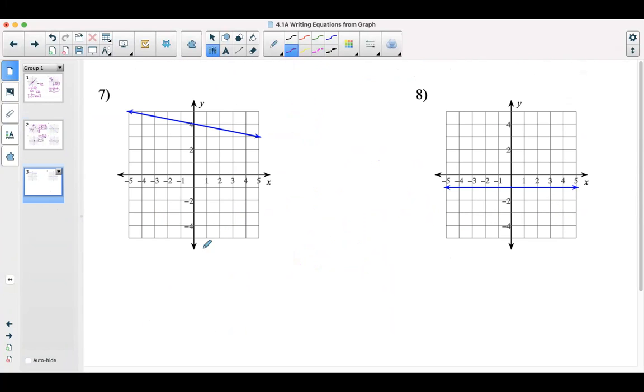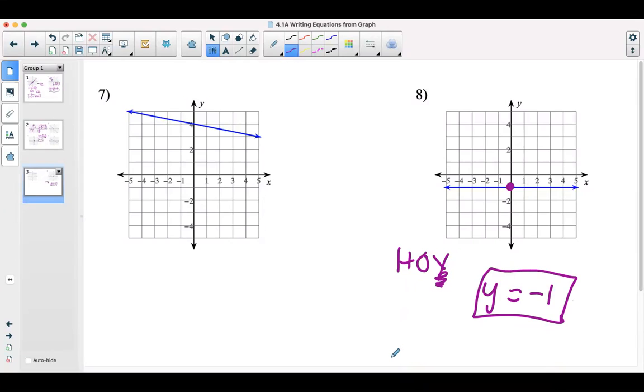Let's look at a problem where we have a horizontal line. So let's take a look at number 8. This is a horizontal, which means it's a HOY, which means I have a y. So we have y equals, and then look at where it crosses the y-axis. It's at -1. So then I have a -1, and that is my answer. And that's how we write equations from graphs.